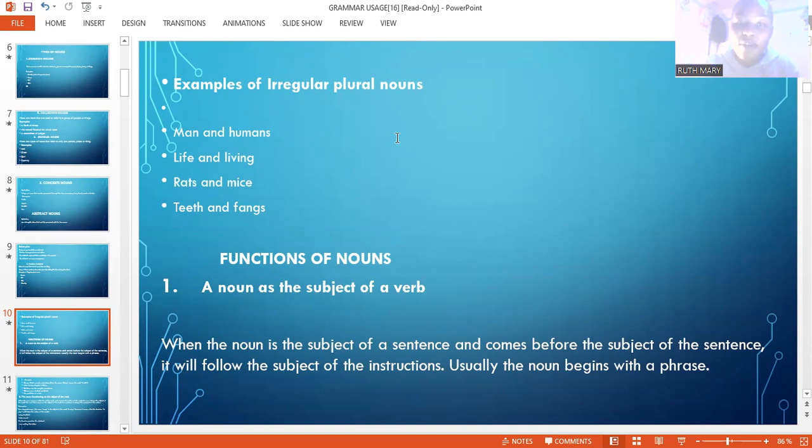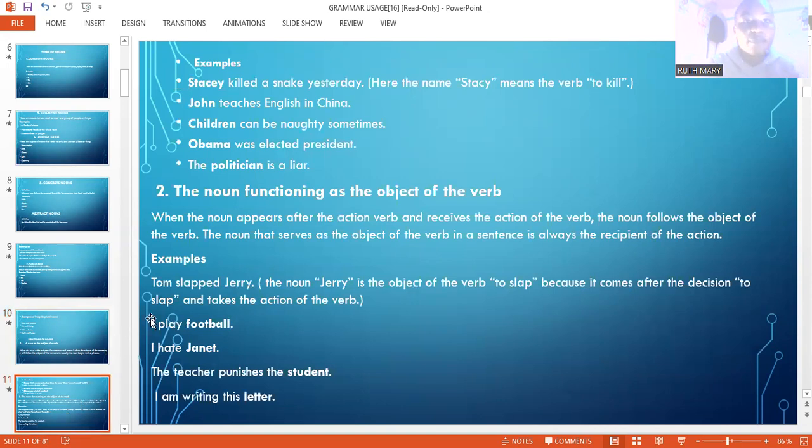Now let's look at the functions of nouns. A noun can function as the subject of a verb. When the noun is the subject of a sentence, it usually comes before the verb. Example, Stacy killed a snake yesterday. Here the noun Stacy performs the verb to kill.